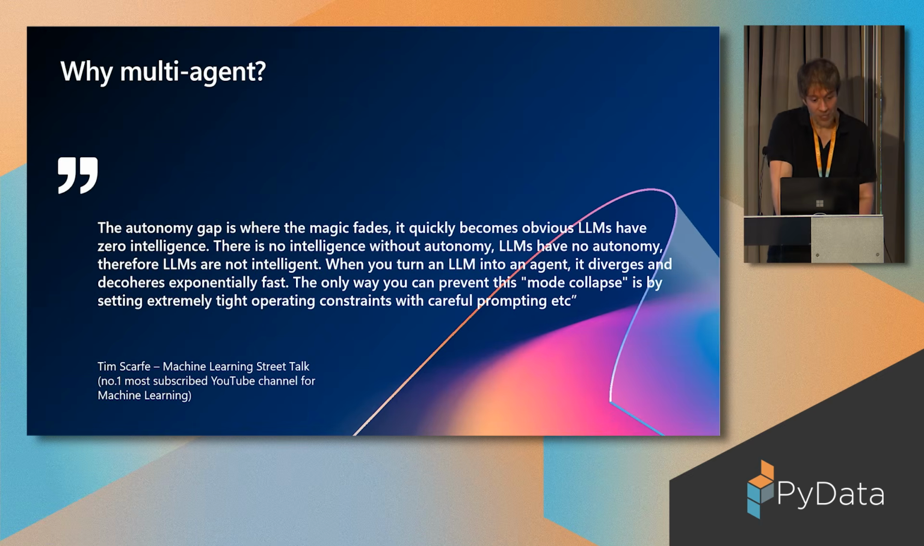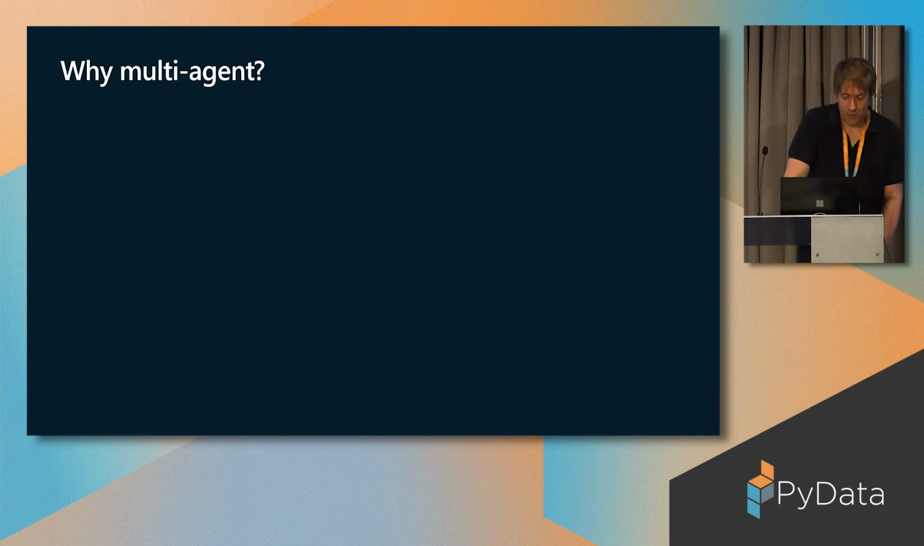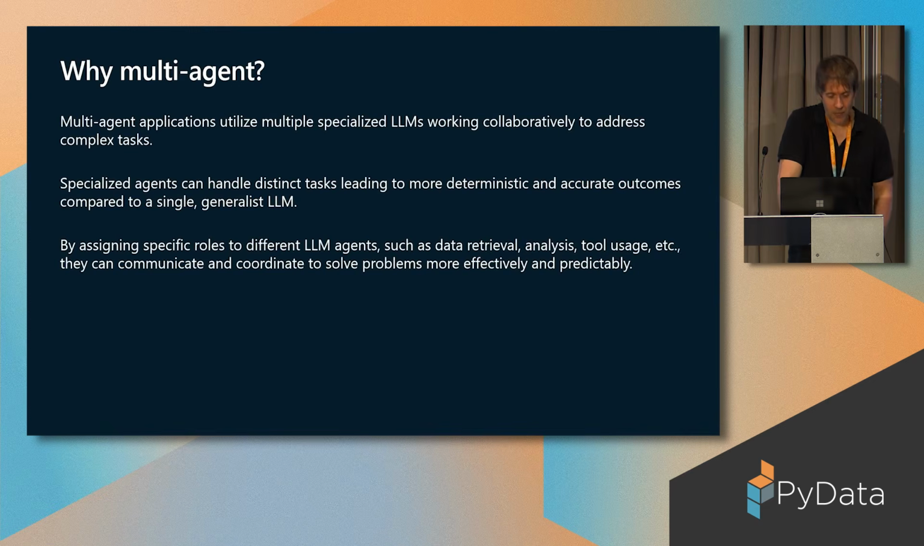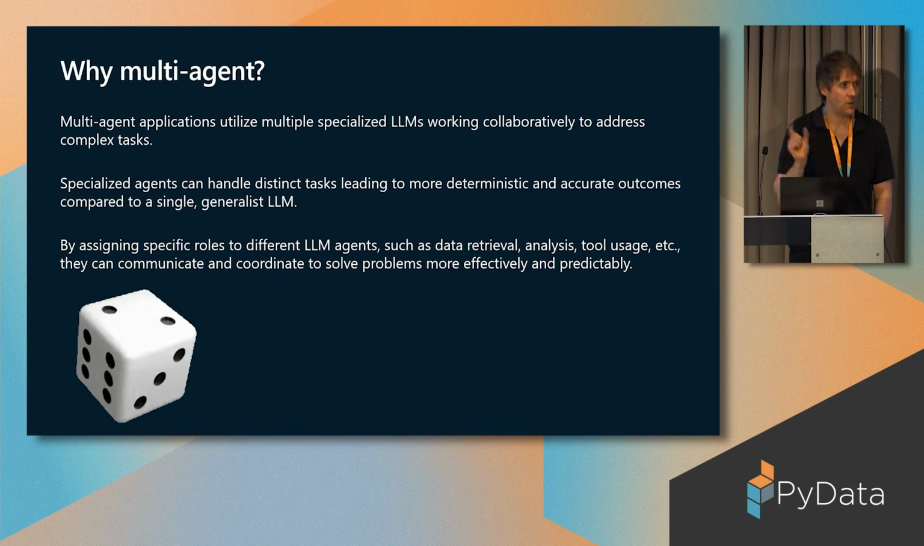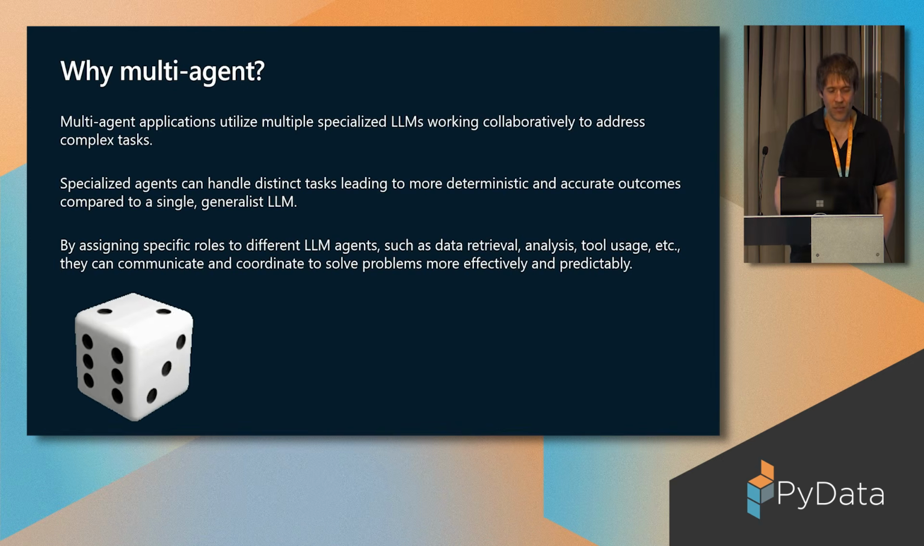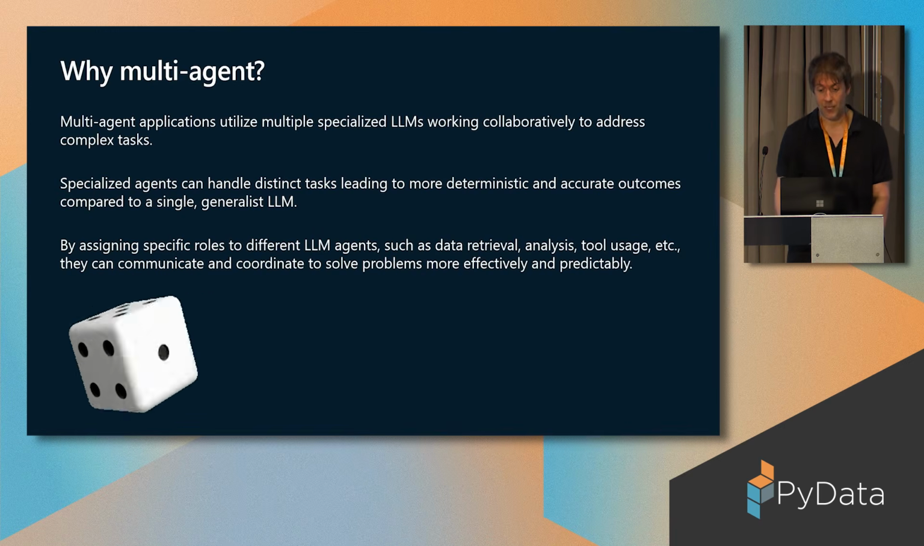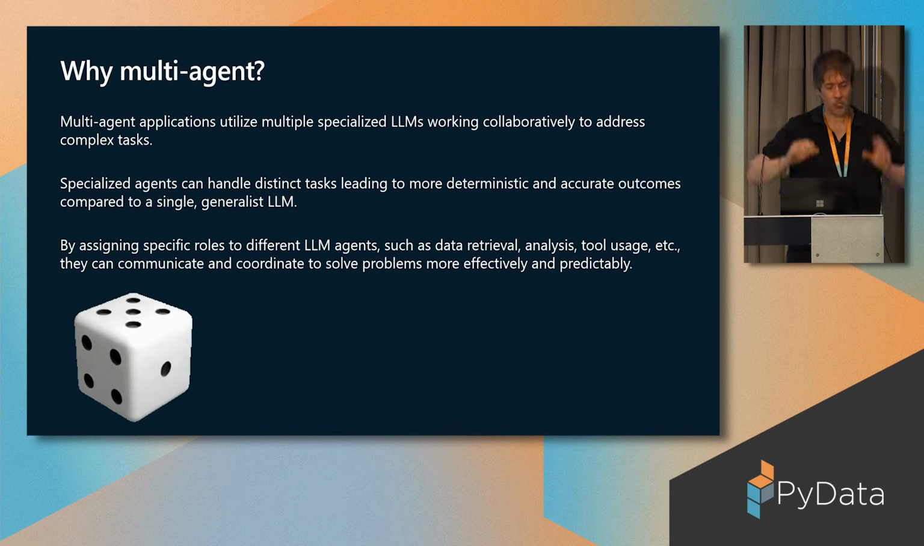So why multi-agent? My crude analogy for this, not nearly as eloquent as Tim's: if I roll a dice, I've got a 1 in 6 chance of getting the number that I expect. If I fix the dice to 2 digits, then of course I have a 1 in 2 chance. It's a crude analogy, but the point is there are probabilities involved, there is randomness involved. These are stochastic algorithms. If you overload them with tasks, they're going to, as Tim says very eloquently, decohere exponentially fast. Specialized agents can handle distinct tasks, leading to more deterministic and accurate outcomes overall if you have multiple agents working together.